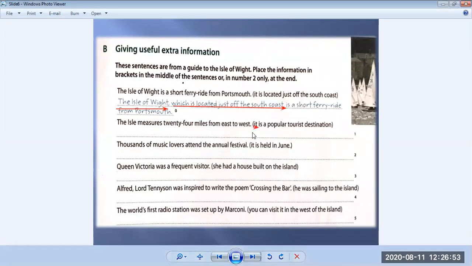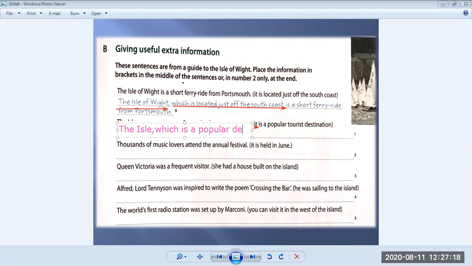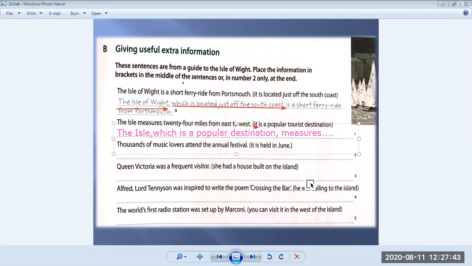The word it, what are we talking about? We're talking about the Isle. Okay, so in this case, we're going to write it over here. The Isle, which is a popular tourist destination, measures, and I'm going to leave the part like this because it's going to be the same, measures 24 miles from east to west. Okay, now next one.